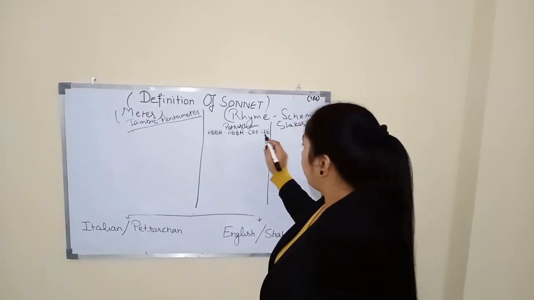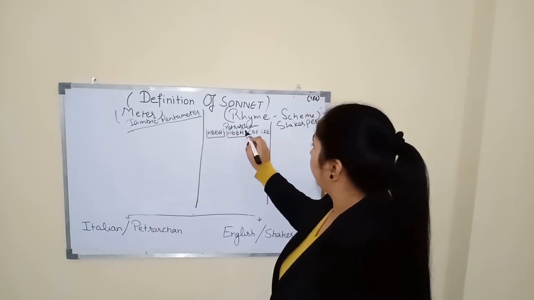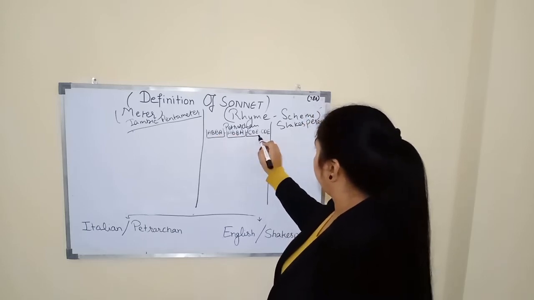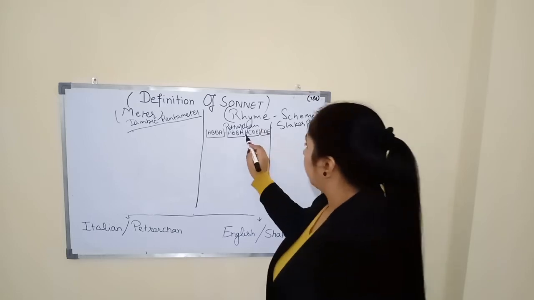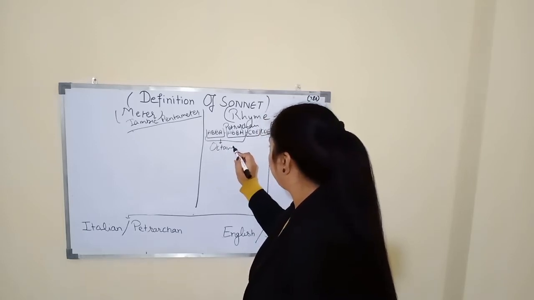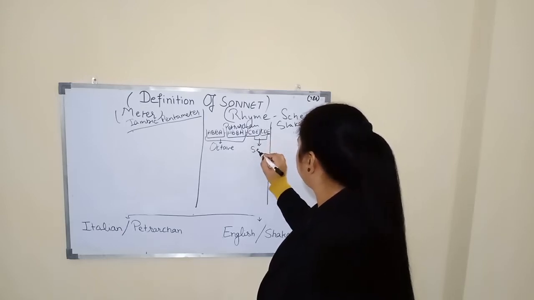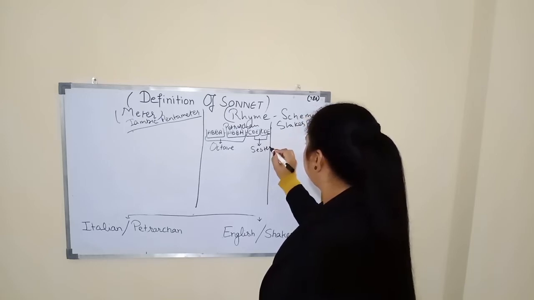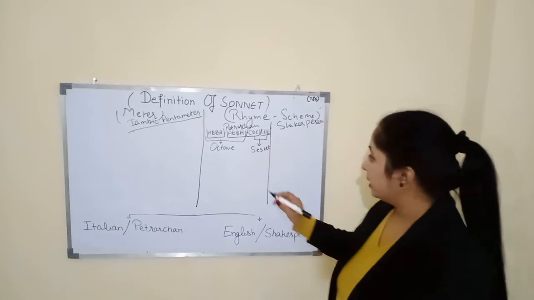A, B, B, A, B, B, A, C, D, E, C, D, E. This is a quatrain, this is a quatrain, and this is a tercet, this is a tercet. These two quatrains are octave, O-C-T-A-V-E, and these two tercets are sestet, S-E-S-T-E-T. Let me explain this.